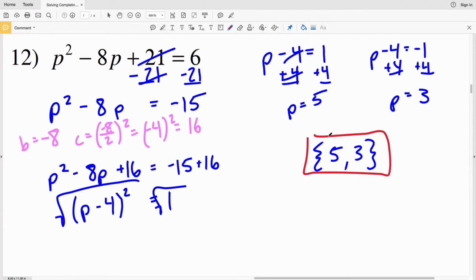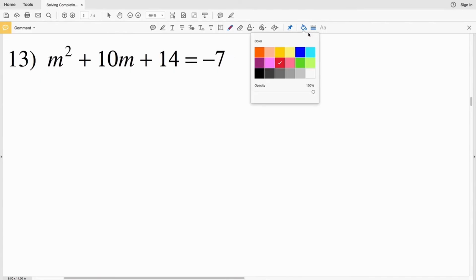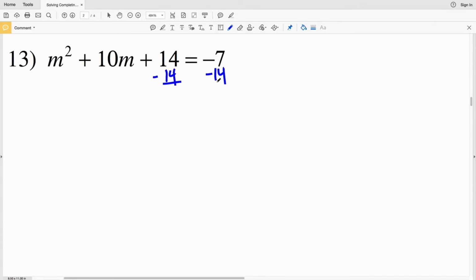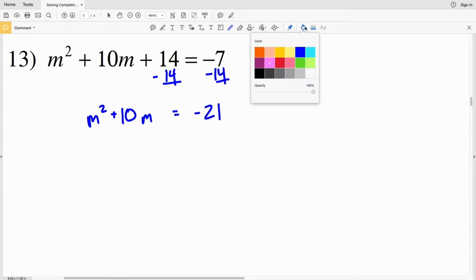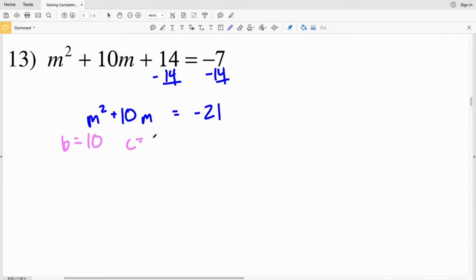Let's continue on to the second page. In number 13, I'll be subtracting 14 at the start. So I'll have m squared plus 10m equal to negative 7 minus 14, which is a negative 21. So in order to complete the square, my b value on the left-hand side is 10, so c will equal 10 over 2 squared, which is 5 squared, which equals 25.